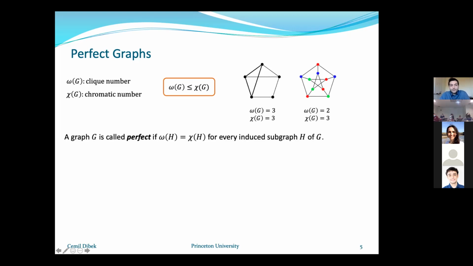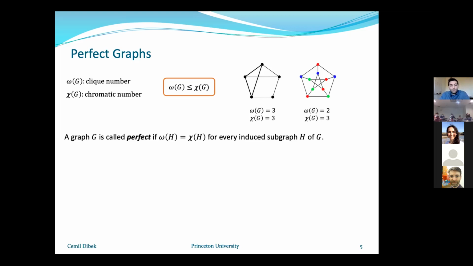A graph is called perfect if omega and chi are the same for every induced subgraph of the graph. So an induced subgraph of a graph is simply a subgraph which is obtained by deleting vertices. So in order to be a perfect graph, this condition should hold for every induced subgraph, including the graph itself. For example, this graph is not perfect simply because the condition already fails for the graph, and this graph is perfect not only because these two numbers are the same for the graph, but also they will be the same for every induced subgraph. And perfect graphs are important objects in graph theory and optimization. They link various mathematical disciplines.